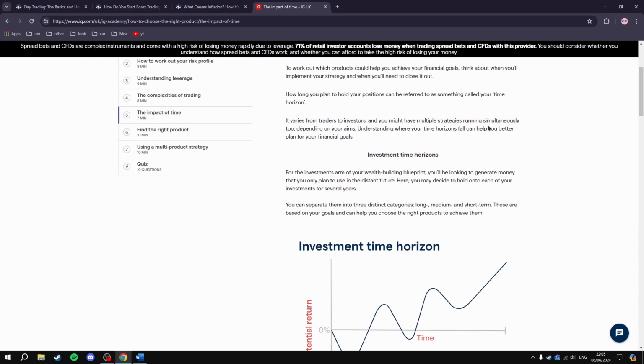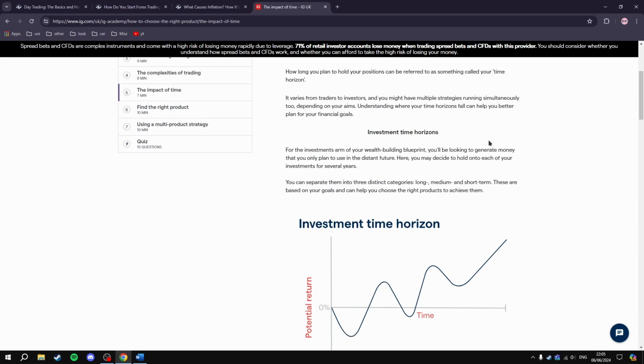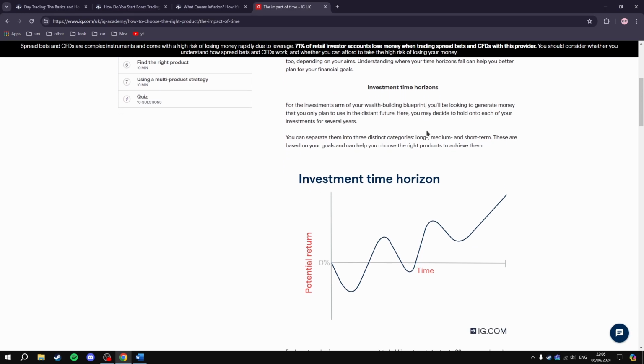And then we went through something called a time horizon, basically how long you plan to hold your positions for. And this would vary between investors. You might have multiple strategies running simultaneously with multiple different time horizons. Okay, and then we went through different investment time horizons.